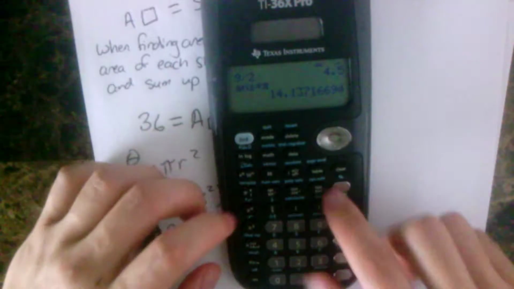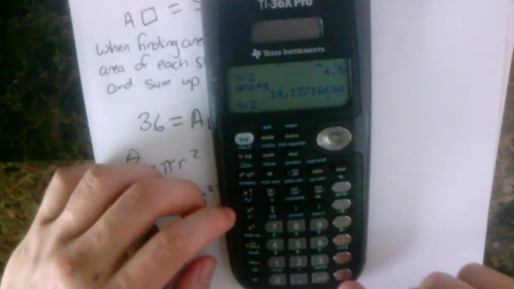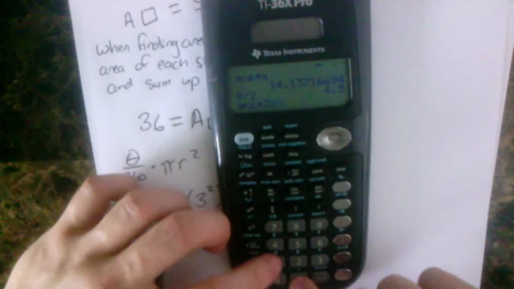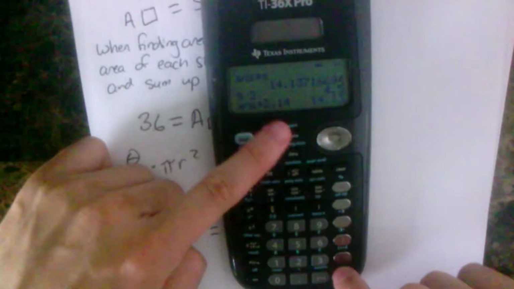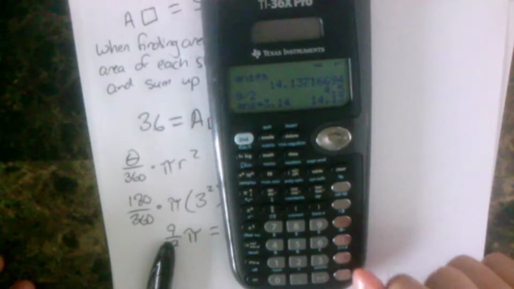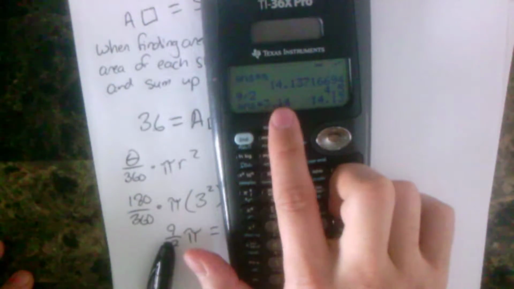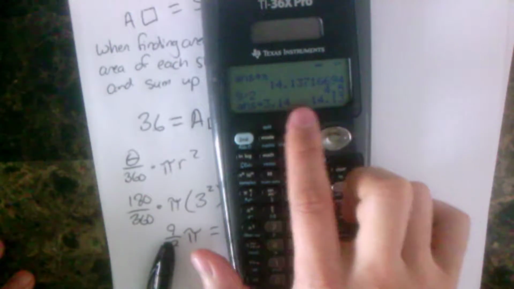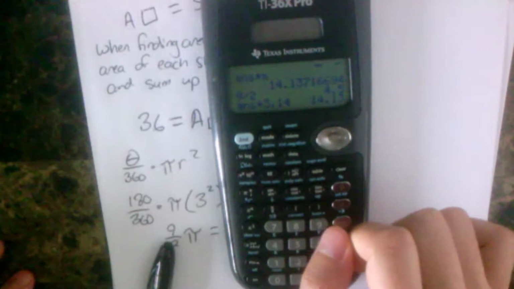And if you don't have a pi button, or you just can't figure it out, you can always do 9/2, it equals, and then times 3.14. It won't be exactly the same, but you'll notice that we have like 14.137. Well, it's 14.13. It's pretty close. And that's fine. So if you ever need to use 3.14, I'm not going to bother with it. As long as you're within one decimal place, I'm okay.